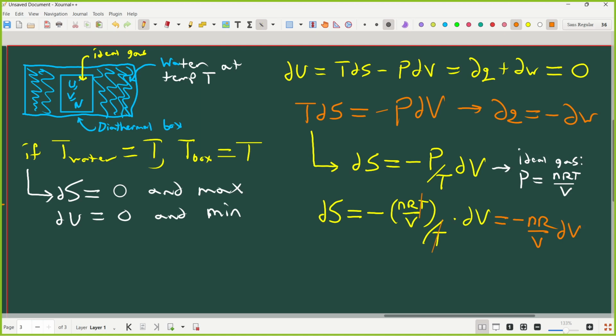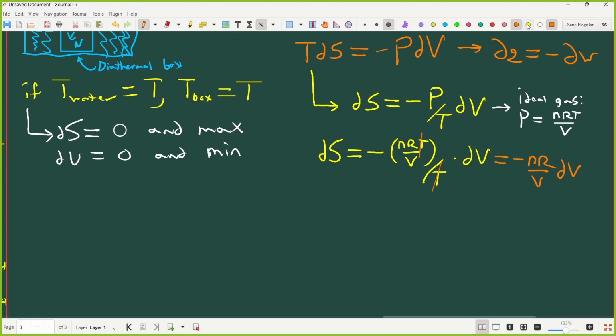Sorry, yeah, that's right. So we have now an equation, dS is equal to minus nR over V dV. So how do we calculate the entropy? Well, we integrate both sides. If you have a derivative and you want to calculate the actual function you're taking the derivative of, you take the integral of it, the antiderivative. So we're going to integrate both sides of this equation, from the initial point to the final point, whatever they may be.